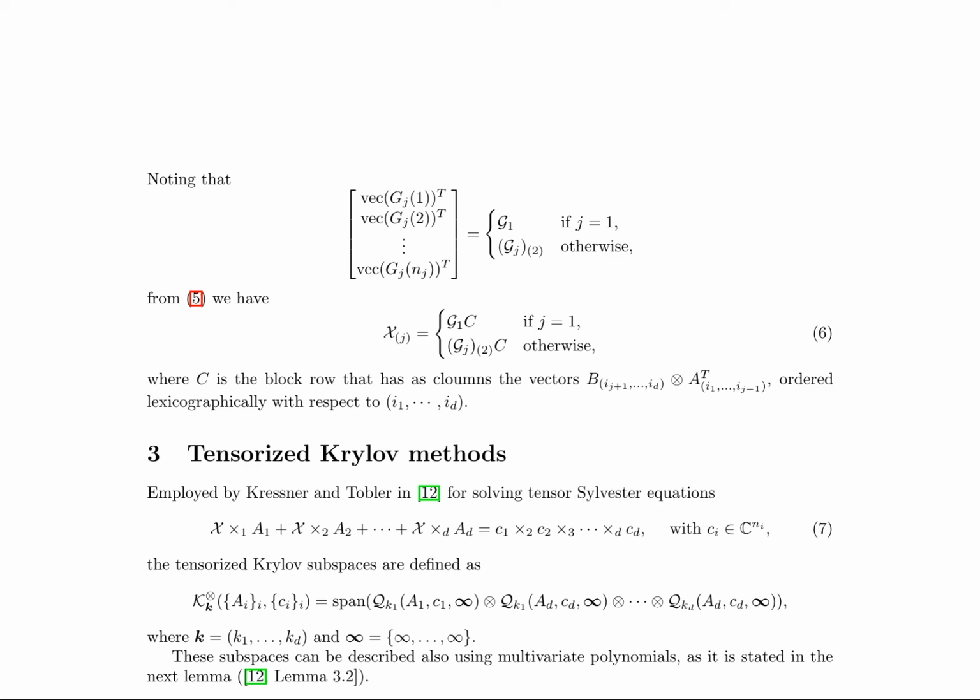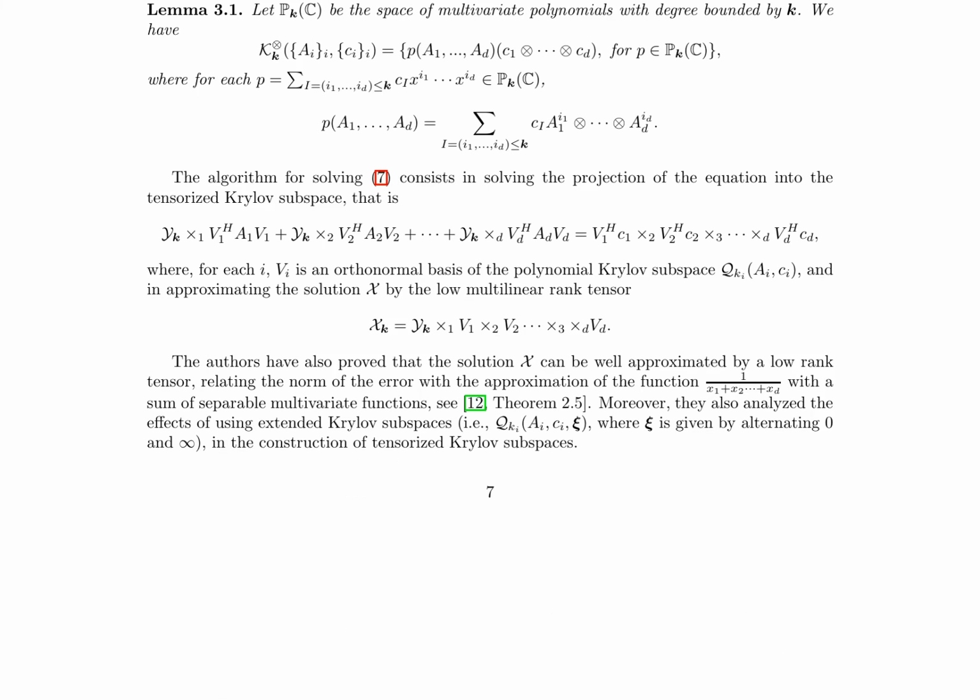They define tensorized block rational Krylov subspaces and establish a relationship between these spaces and rational functions. The main contribution is the introduction of block rational Krylov subspaces in tensorized Krylov methods, allowing for the treatment of C with more than one column and providing flexibility in the choice of projection subspace through pole selection.